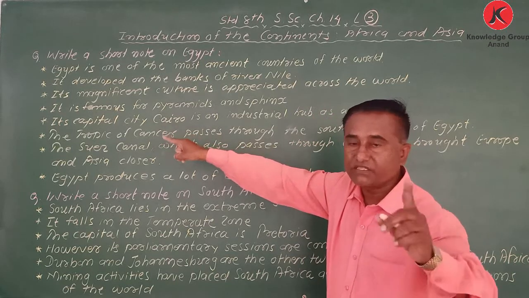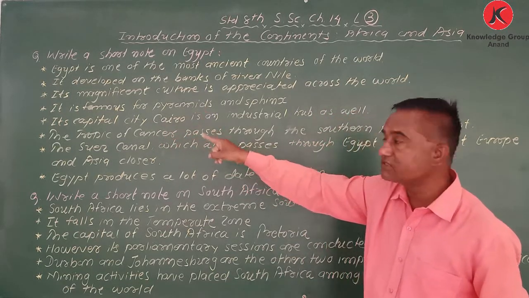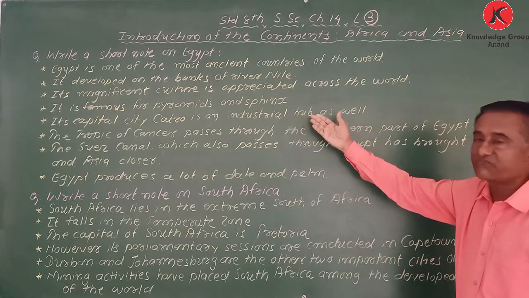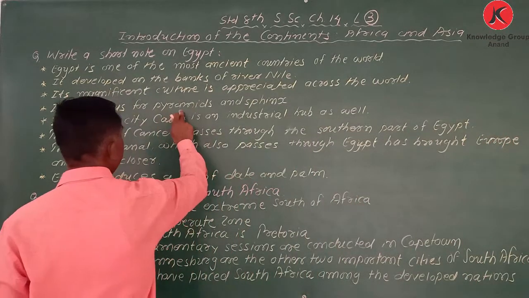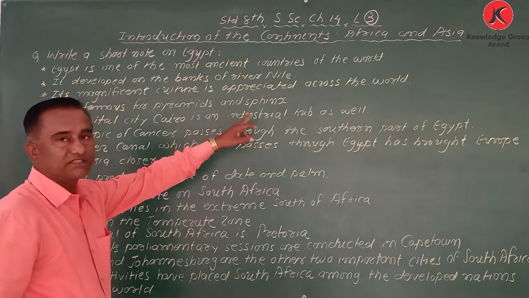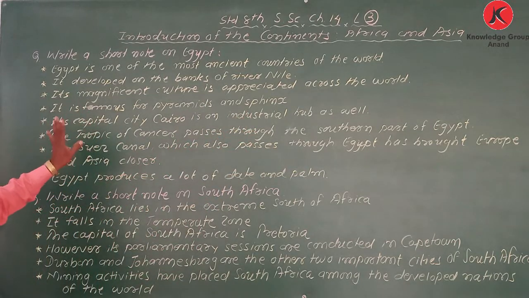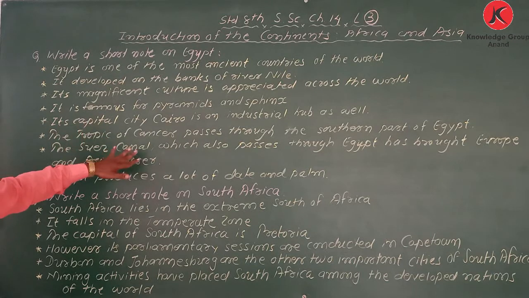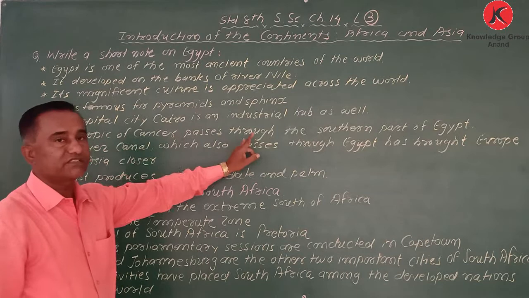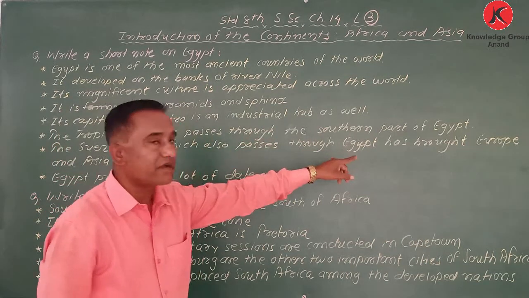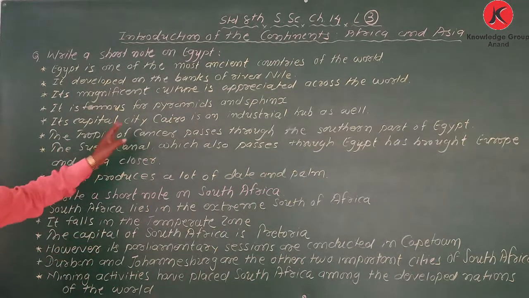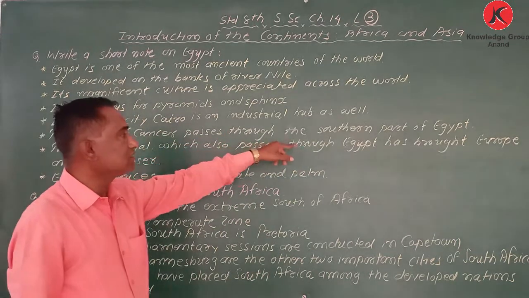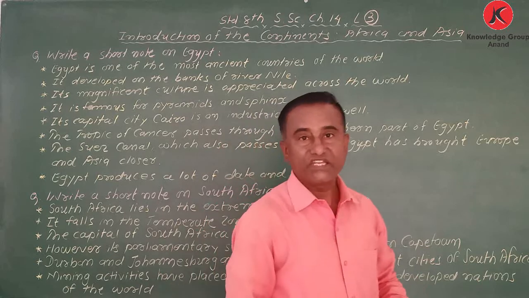Next point: Egypt is famous for pyramids and sphinx. Next one, the Tropic of Cancer. The Tropic of Cancer passes through the southern part of Egypt.